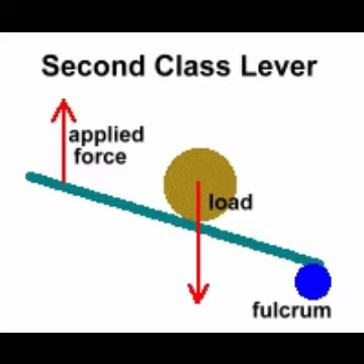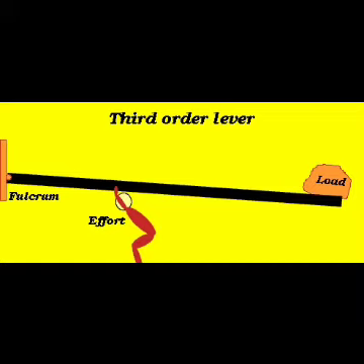Next one, third class lever. These are levers in which the fulcrum is at one end and the force is applied in the middle and the weight is on the other end. The order is represented as weight, force and fulcrum. In this case, we have to apply more energy to displace the weight over a longer distance. For example, a fishing rod, the human jaw. These are a few examples of third class levers.